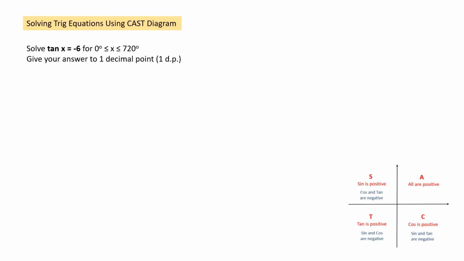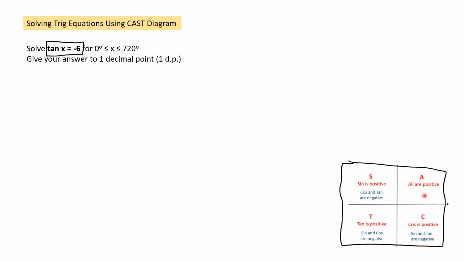So the question is looking at tan, and the value of tan is negative. So we have to go back to our CAST diagram and check in which quadrant the tan value is negative. In the first quadrant, the tan value is positive. We can eliminate the first quadrant because in our question the tan value is negative. In this quadrant the tan value will be positive, so x won't lie in the first quadrant.